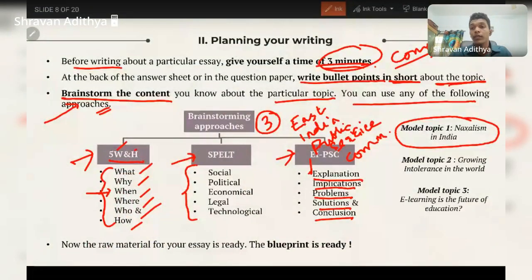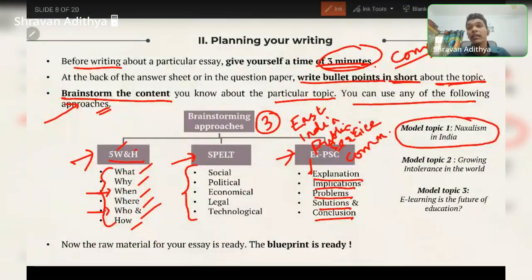Okay, and what is the history behind it? So that aspect will be covered in when, and then where. The Naxal movement started in Naxalbari village in West Bengal. So that is the where part. And who are involved in this topic? Mainly the people from the Red Corridor, the tribal population, who feel they are very backward in development. So that is the who part, and then how.